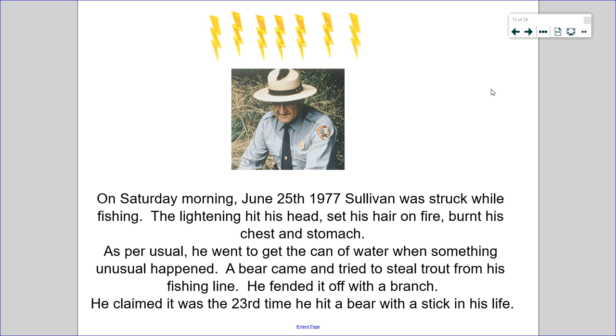Later, he said that it was his 23rd time he hit a bear with a stick in his life. This is the most unlucky person in the history of all things.